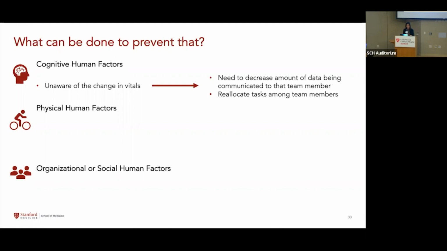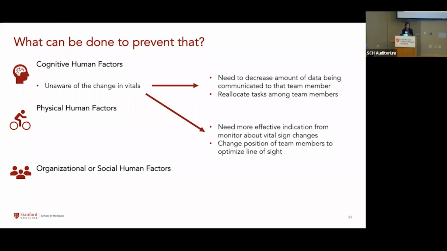It might also be useful and maybe even more effective or more realistic to come up with physical human factor solutions that can support that individual's performance or that team's performance. Maybe there needs to be a more effective indication from the monitor that the vital signs are even changing. I think the work that's been done in terms of alarm fatigue is essentially a focus on the cognitive limitations of individuals, but also the physical limitations of how the alarms often sound similar and people start to tune those out. Maybe we actually need to physically change the position of team members around the bedside, not necessarily for a procedure, but just so that everybody can have a line of sight to the vital sign monitor.